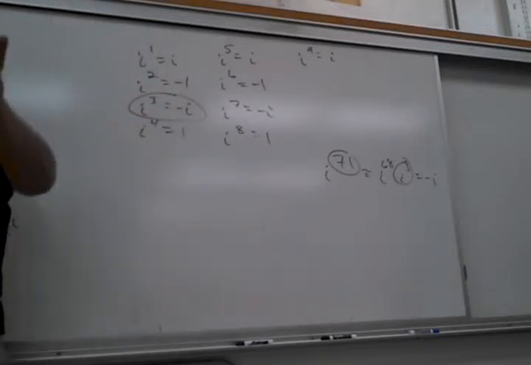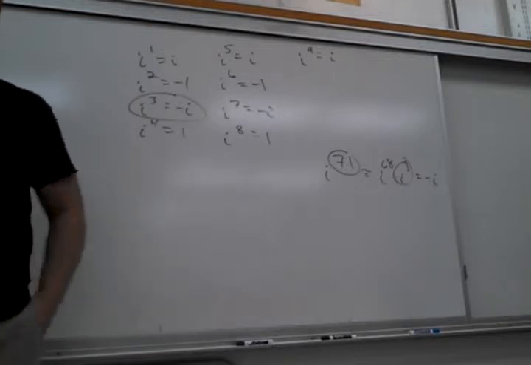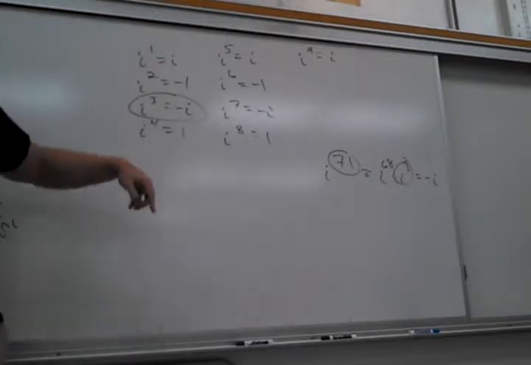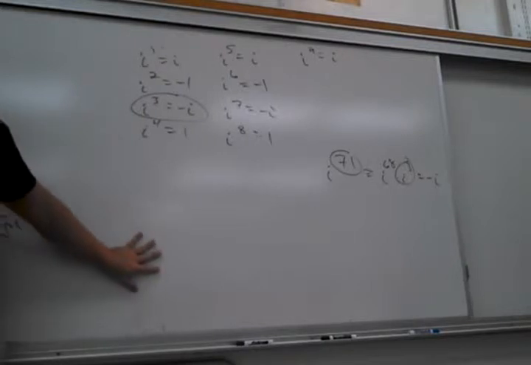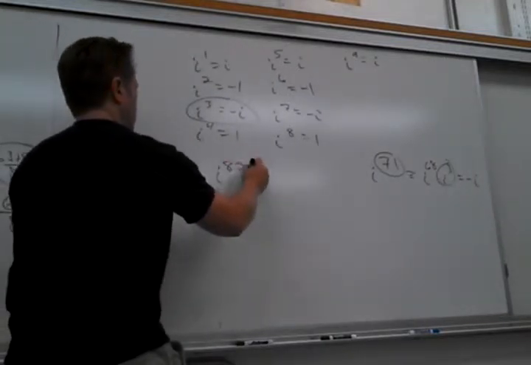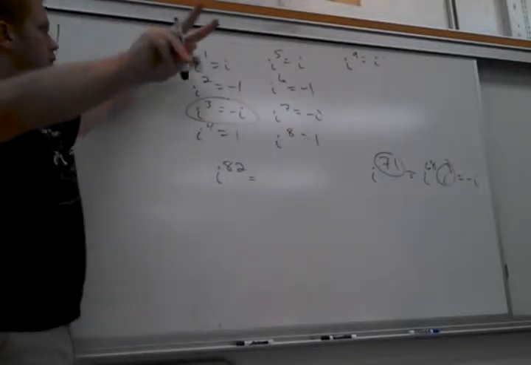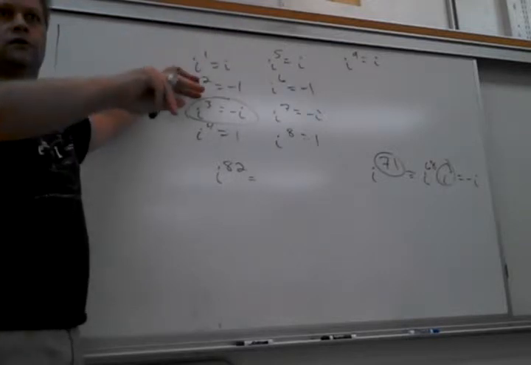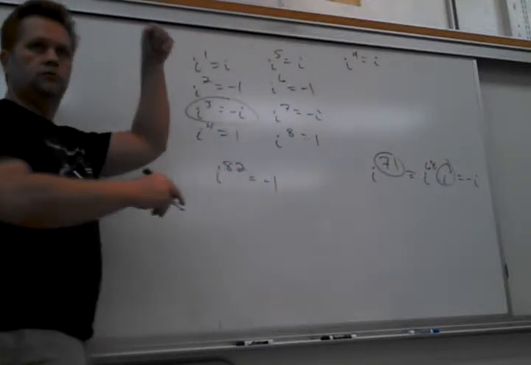That's it. That's all there is to it. You just think how many are left over when I divide 4 into it, because of the cycle it goes through. Please don't let that be a big problem. So like i to the 82nd. 4 goes into 82 evenly with how many left over? 2 left over. So where is it in the cycle? i squared is done.